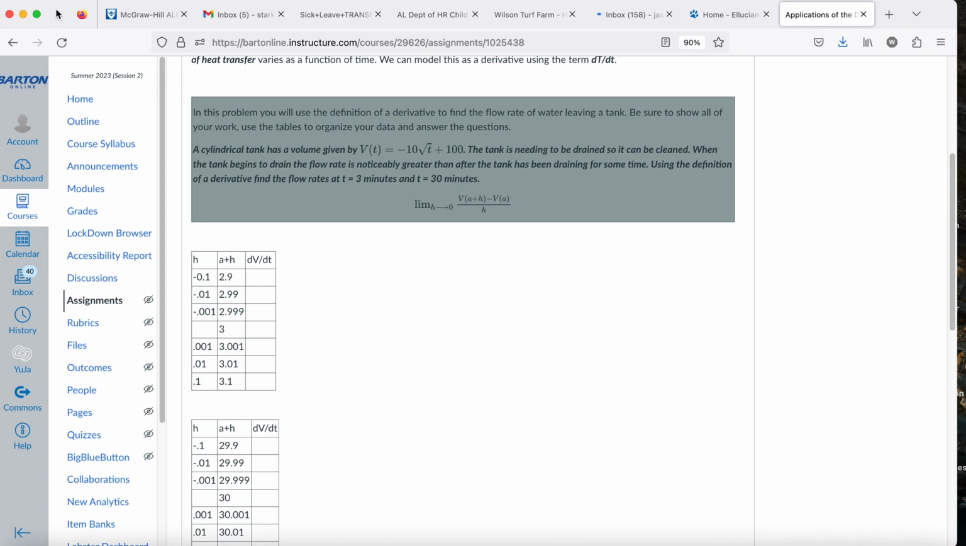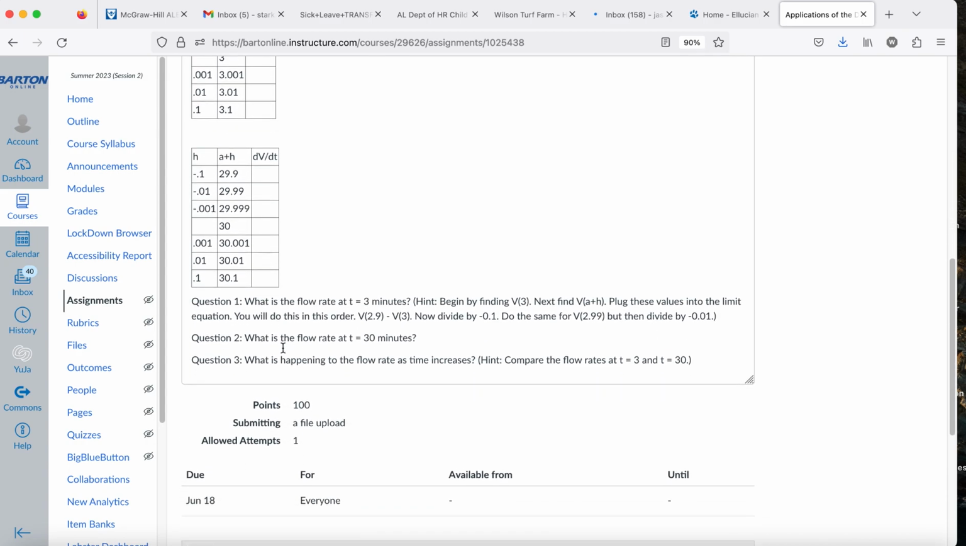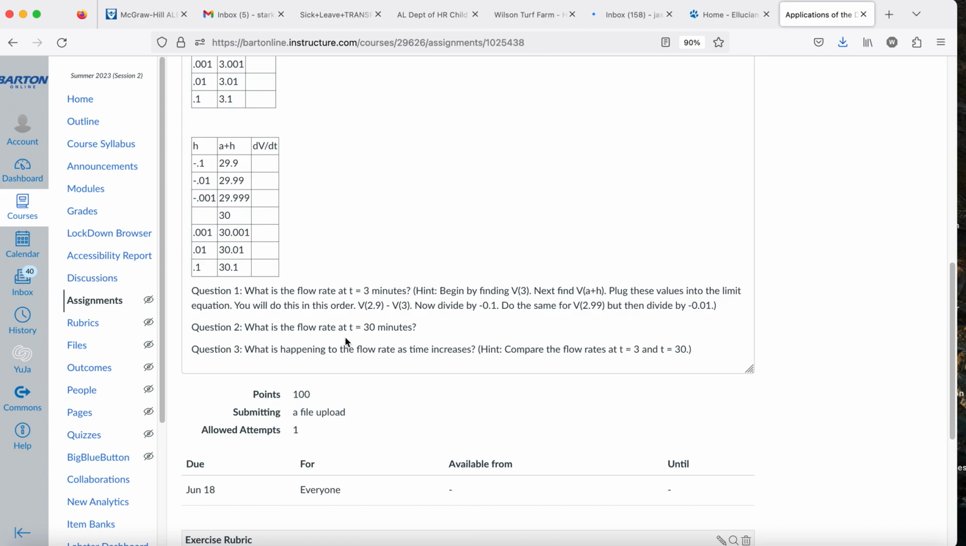That should get you started. You'll repeat that process for each of these table entries, and then take a look at answering the questions down here, questions 1, 2, and 3. This is kind of intuitive. You want to look at what those numbers are getting close to. Follow that process, and let's see what you come up with for your final answer. I hope this was helpful. If not, please give me some feedback so I can make the video better.